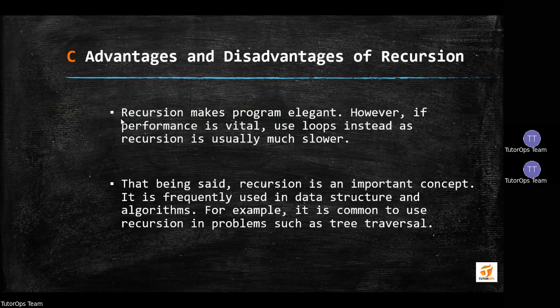That being said, recursion is an important concept. It is frequently used in data structures and algorithms. For example, it is common to use recursion in problems such as tree traversal. In data structures, you will come to know what tree traversal is. In tree traversal programs, we have to write recursion programs instead of loops. So in some places we definitely have to write recursion, but in some places we can use loops instead of recursion.